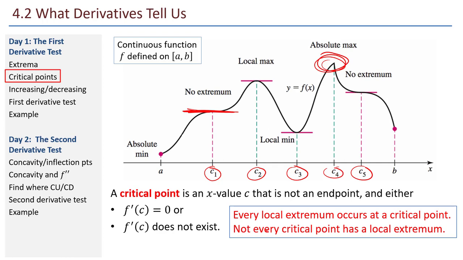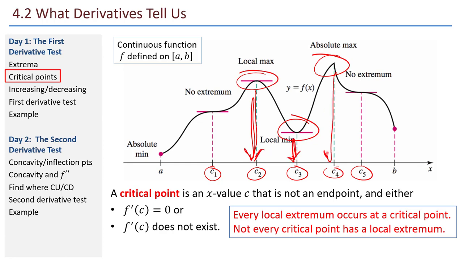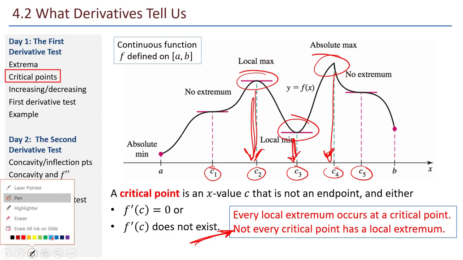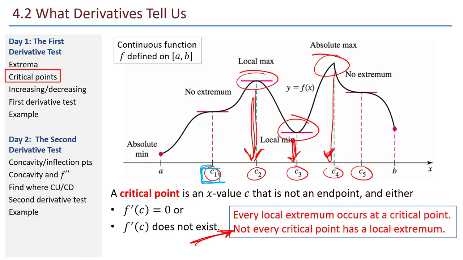Every local extremum occurs at a critical point. Is that true? Let me identify where are my local extrema: local max, local min, local max, and yes, look at that. It occurs at a critical point. Every local extremum occurs at a critical point. But not every critical point has a local extremum. For example, c1 is a critical point that does not correspond to a max or min, and c5 is a critical point that does not correspond to a max or min.